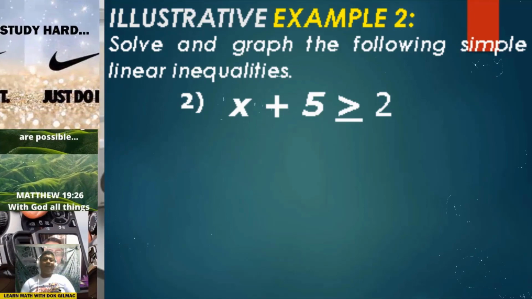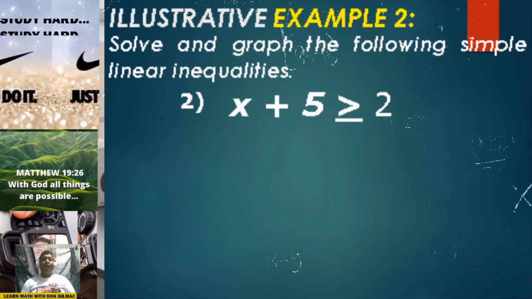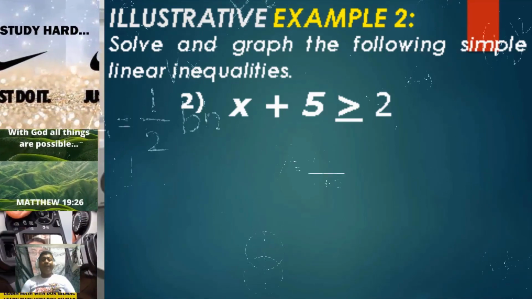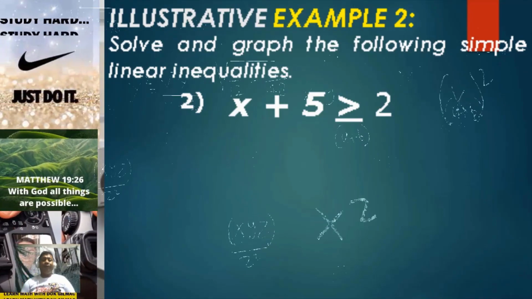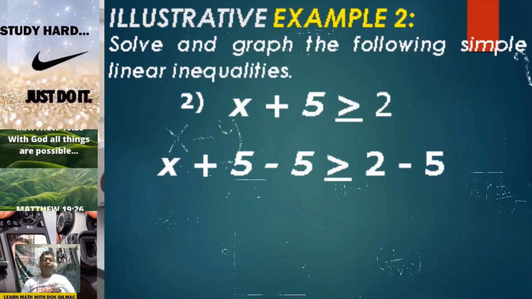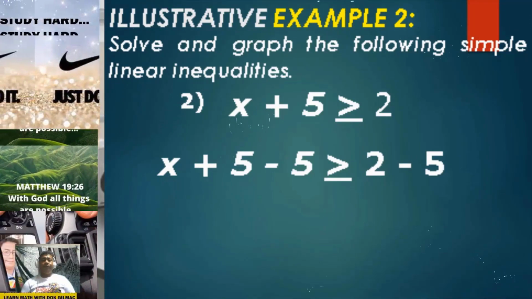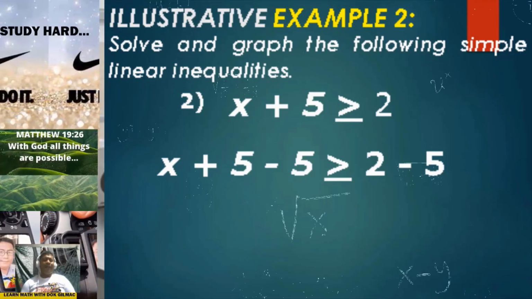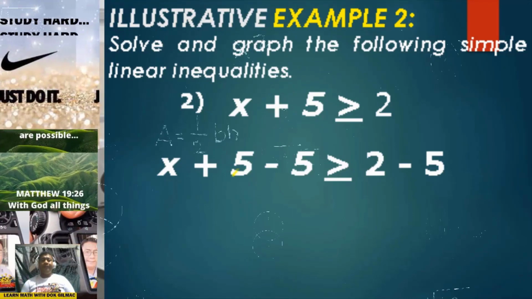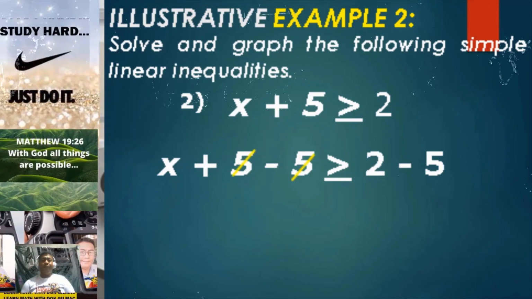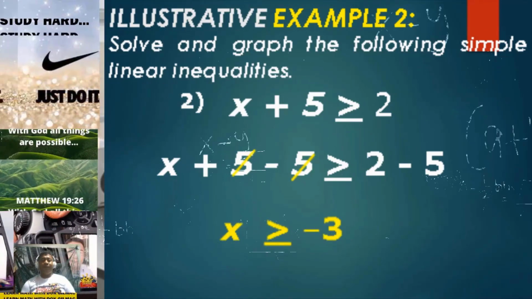In this particular inequality, we can apply the subtraction property of inequality. Subtract 5 from both sides of the inequality. So from here, we have x plus 5 minus 5 is greater than or equal to 2 minus 5. We can just cancel 5 and negative 5 since they are additive inverses. So we have x is greater than or equal to negative 3.